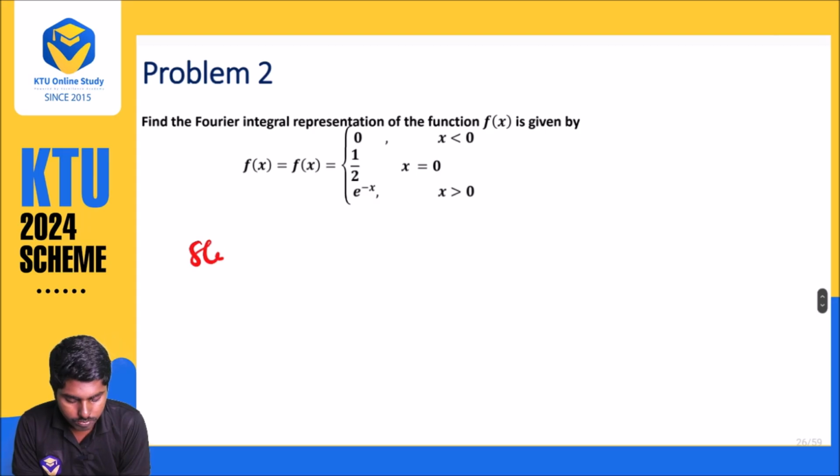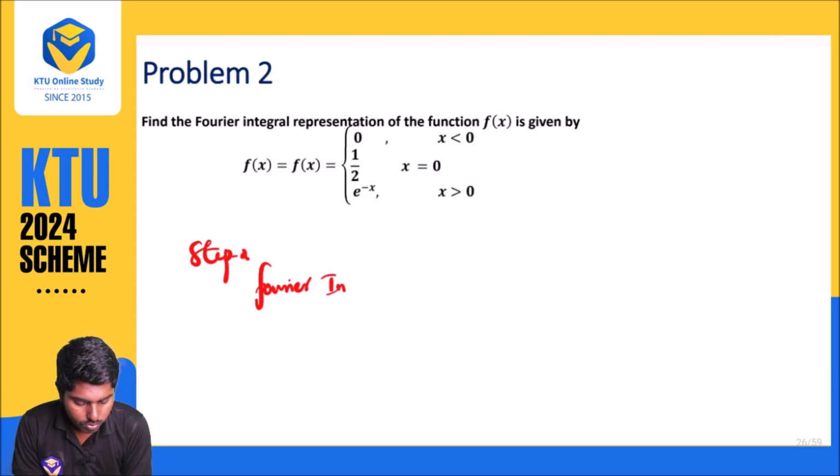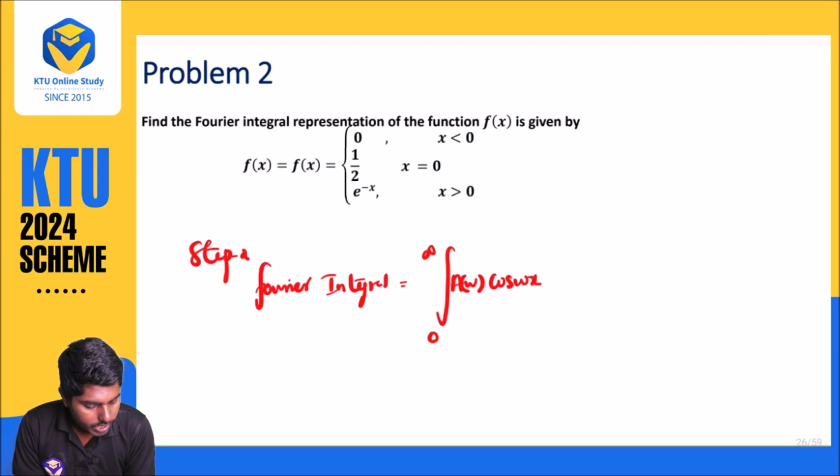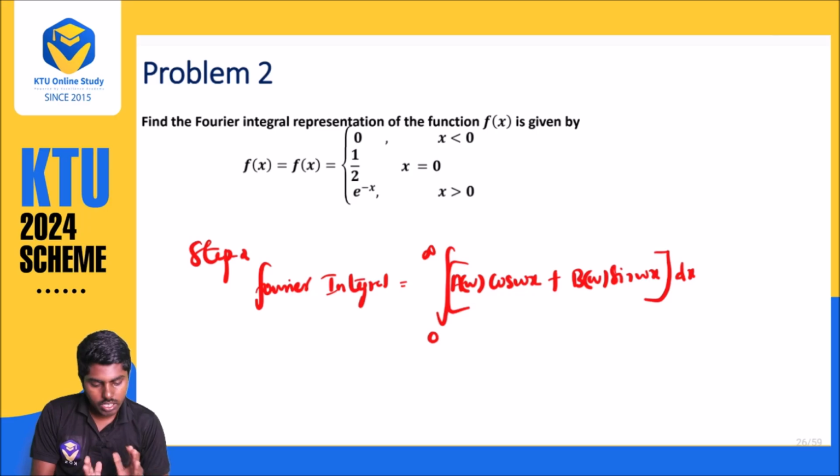So what is the formula? We know the Fourier integral formula. The Fourier integral formula is f of x equal to the integral from 0 to infinity of a omega cos omega x plus b omega sin omega x d omega. Okay, so this is the formula.